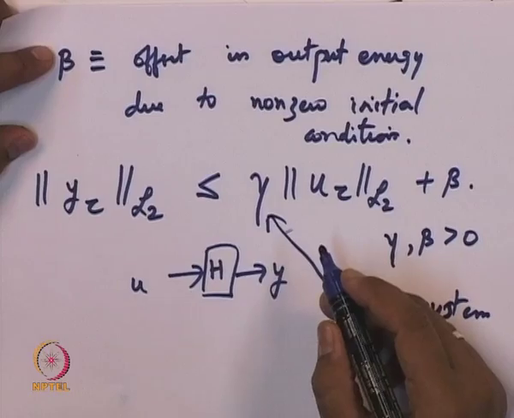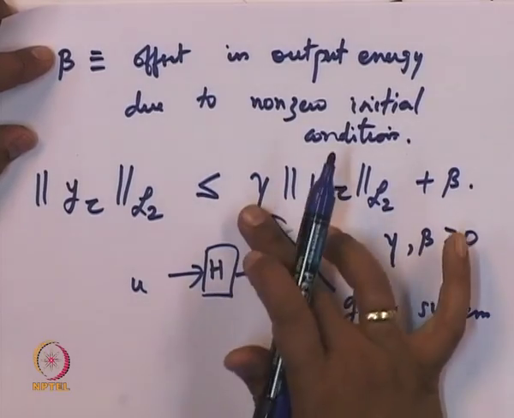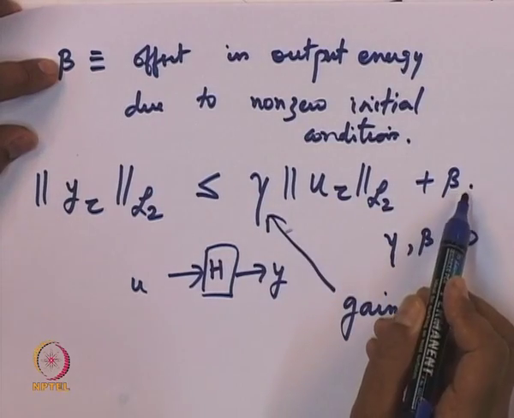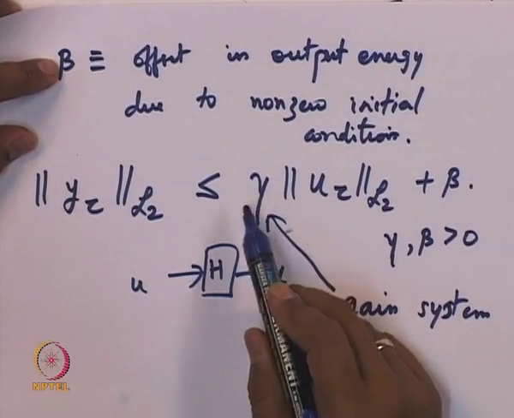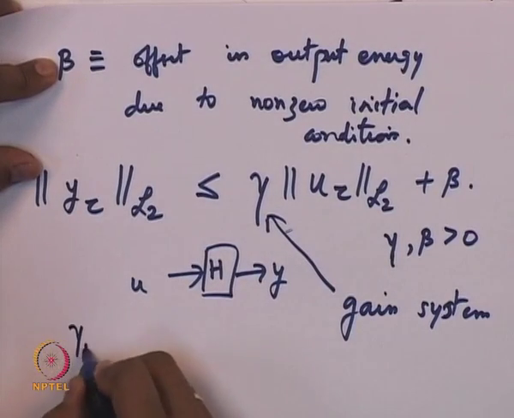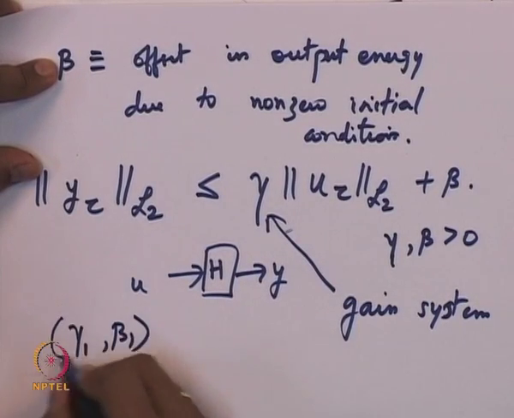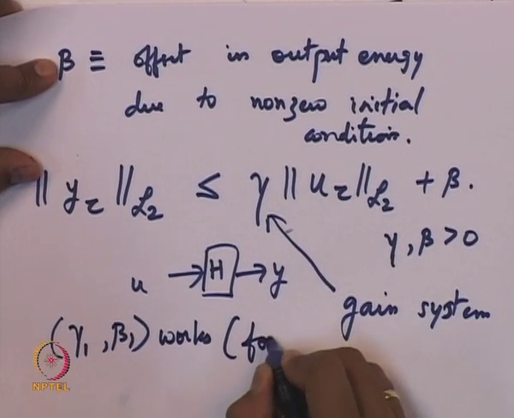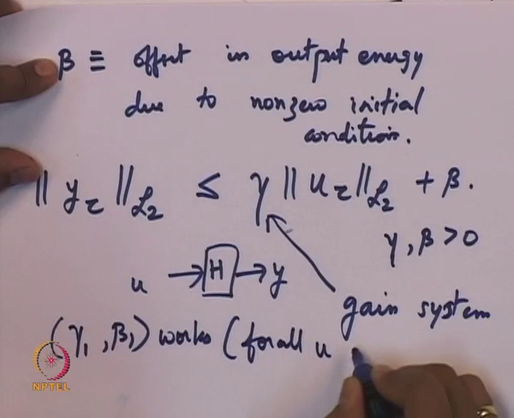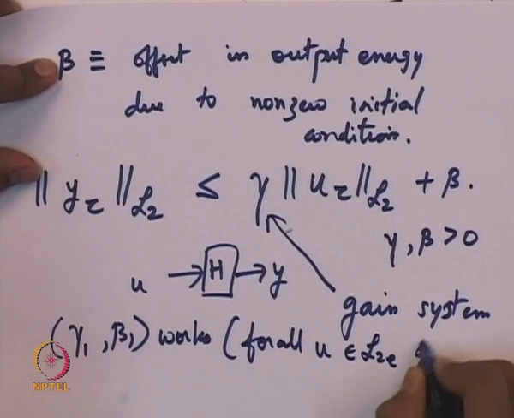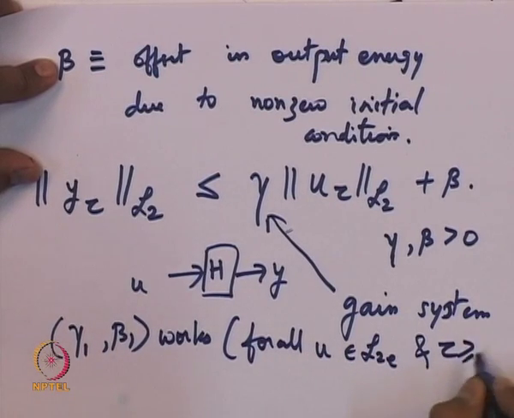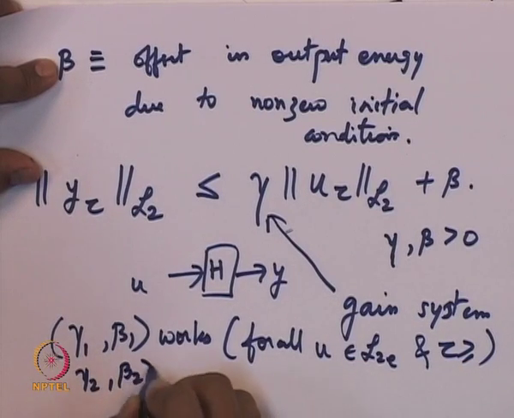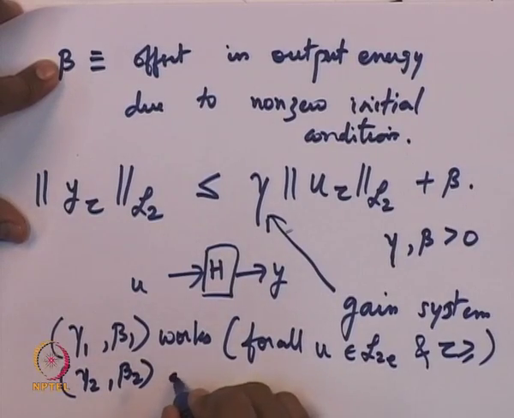Is it okay to say the gain? Is it unique? Are gamma and beta unique? We already noted in the previous lecture that if one gamma and beta pair works, anything larger also works. If gamma 1 comma beta 1 works, and when we say works, it should say works for all u in L2E and for all choppings tau, then gamma 2 comma beta 2 will also work.